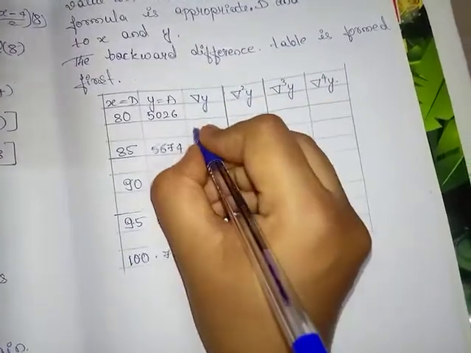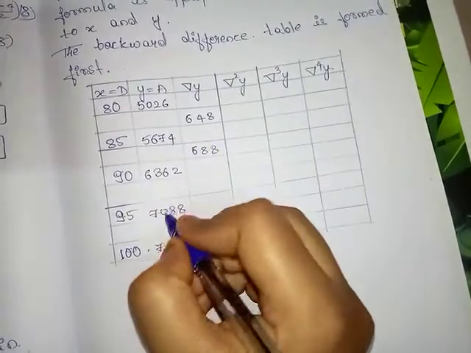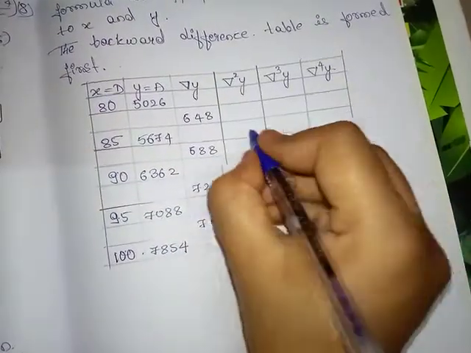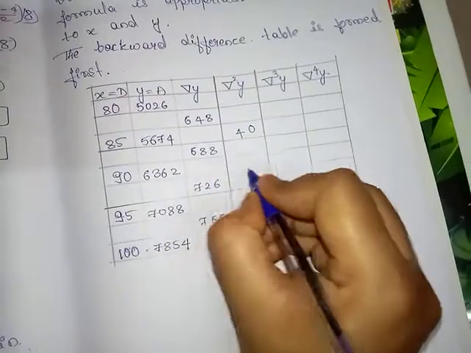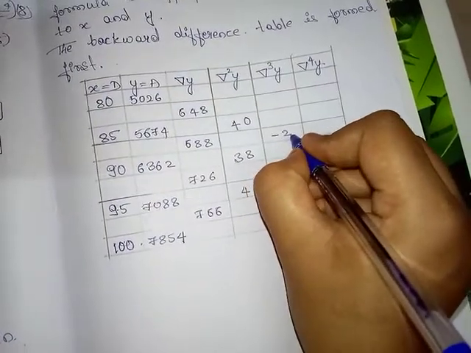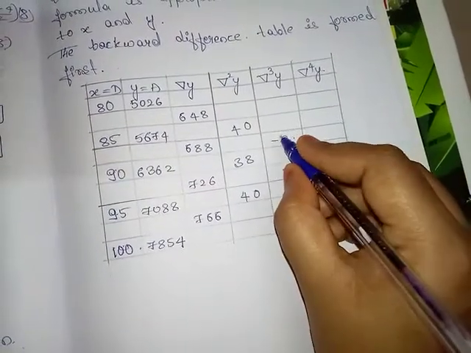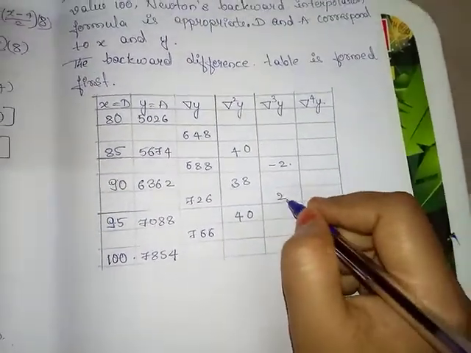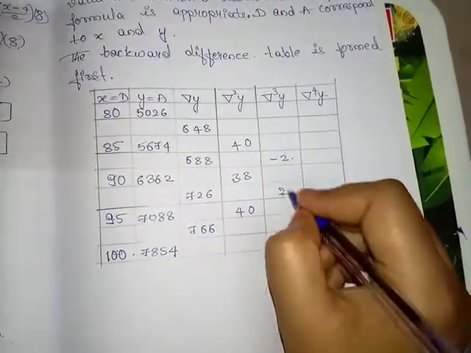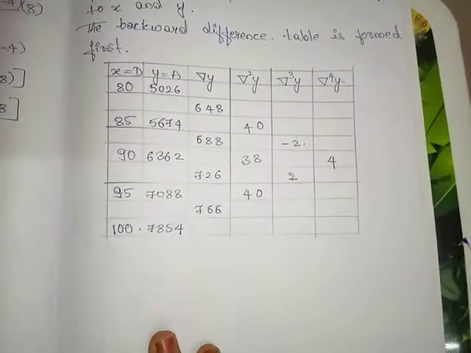Now we have to find the differences. This will be 648, this is 688, and the difference of these two is 726, this is 766, and here this is 40, the difference of these two is 38, the difference of these two is 40, then the difference of these two is minus 2, the difference of these two is plus 2. Now for the difference of these two, 2 minus of minus 2, we take the succeeding number minus the preceding number, so 2 minus of minus 2 means 2 plus 2, it will be 4. Okay, this is the backward difference table.